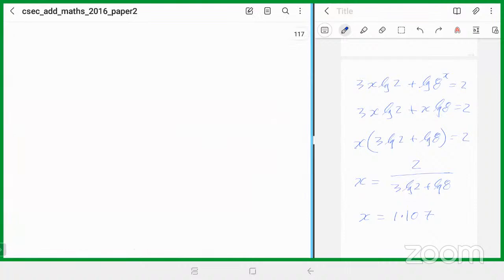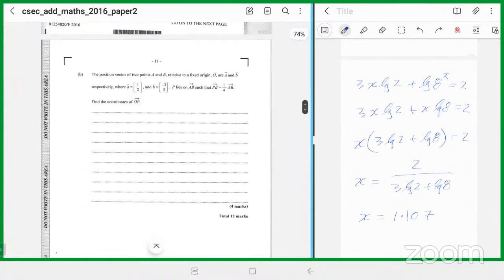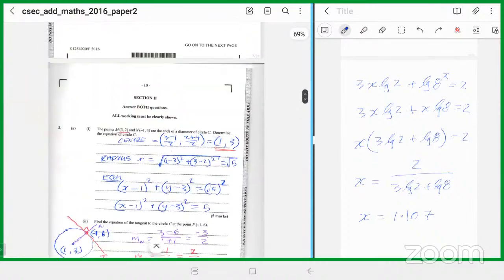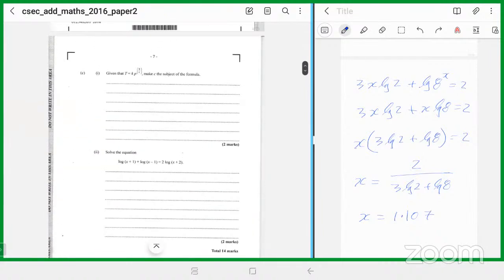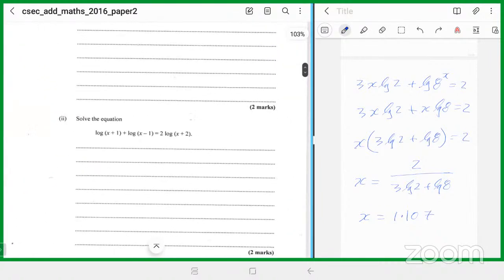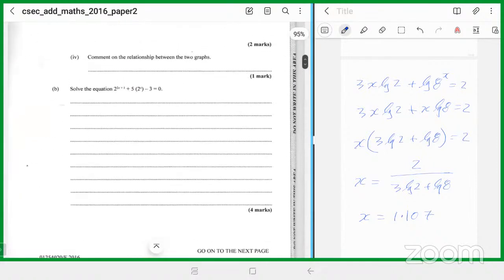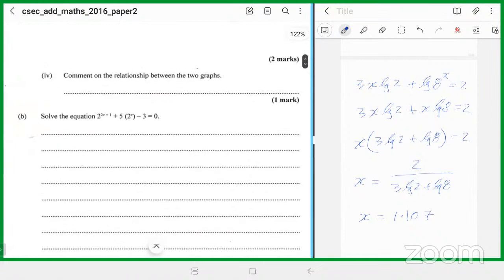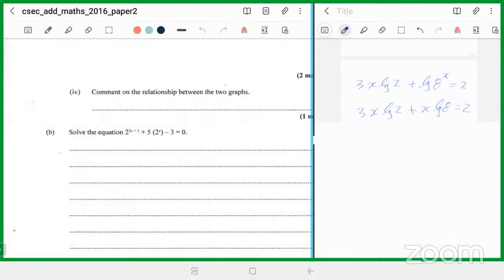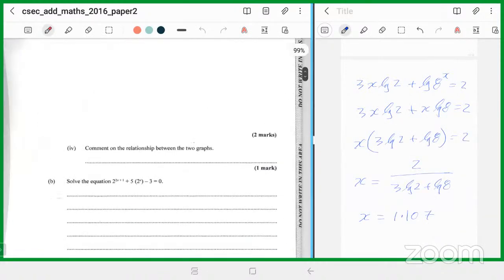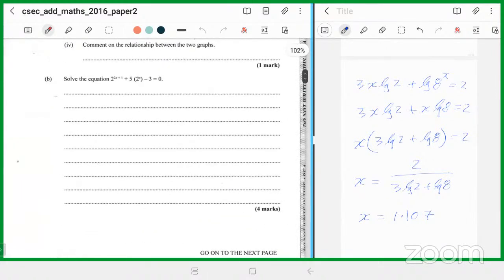2016, we did this already. And we are searching for surds, logs, and indices. Here's a logs question right here. It's an indices question. Let's see what comes up for it. This is a disguised quadratic equation. It's a nice question. There's a lot in it. Let's see up here. That's a function. So starting right here.